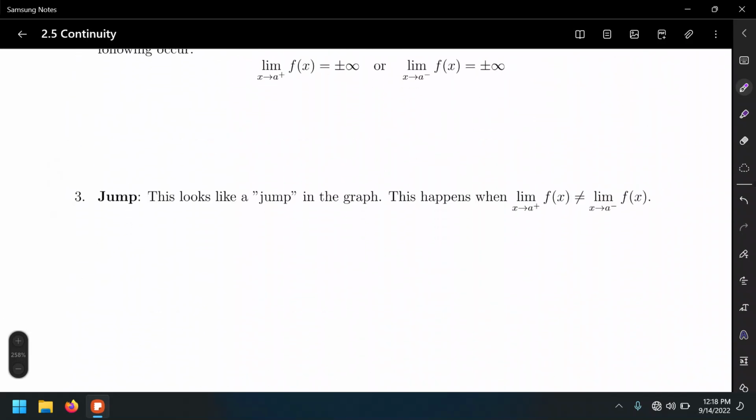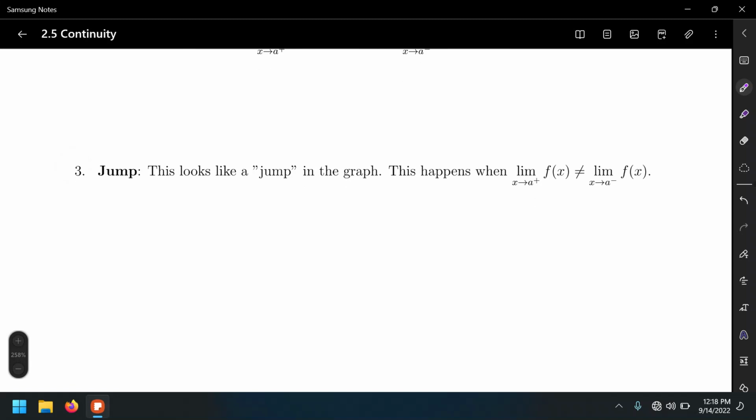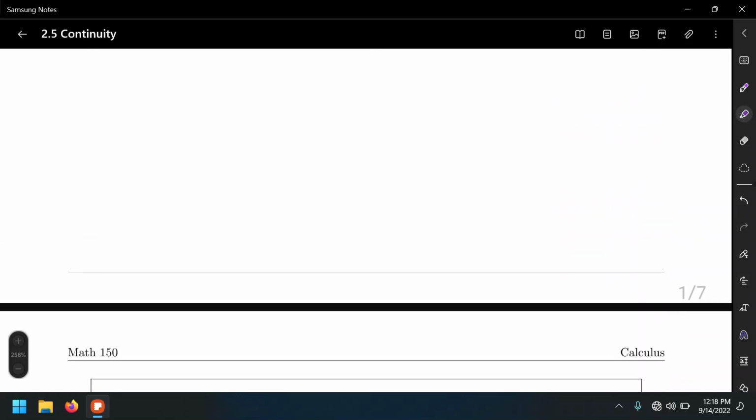And the third type of discontinuity is the jump discontinuity, and well, it looks like a jump, or we also call them gaps. And that happens when both of the sided limits do not agree. Let's highlight this and see this in action on the graph. Let me go back to the graph. So the limits are not the same.